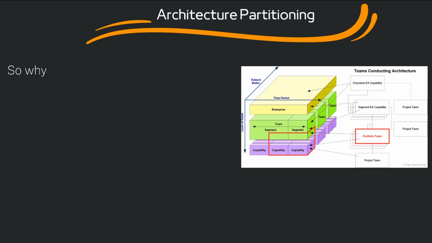So why do we do architecture partitioning? Architecture partitioning helps you to simplify the development and the management of enterprise architecture. It helps you in conflict management, in parallelization, and reuse, and in complexity management. So, conflict management: there are several organizational unit architectures that conflict with one another.